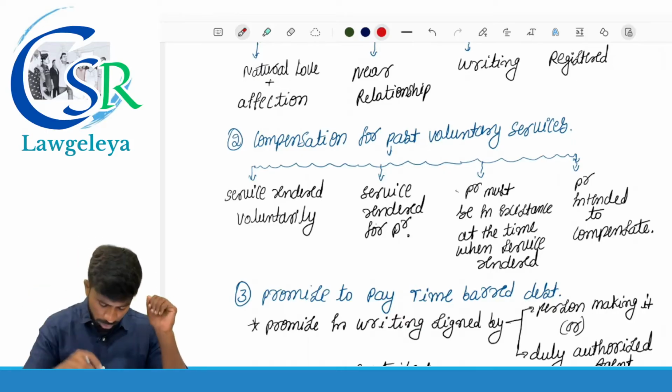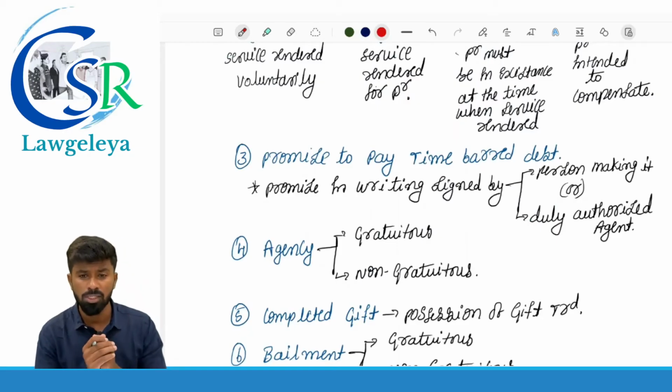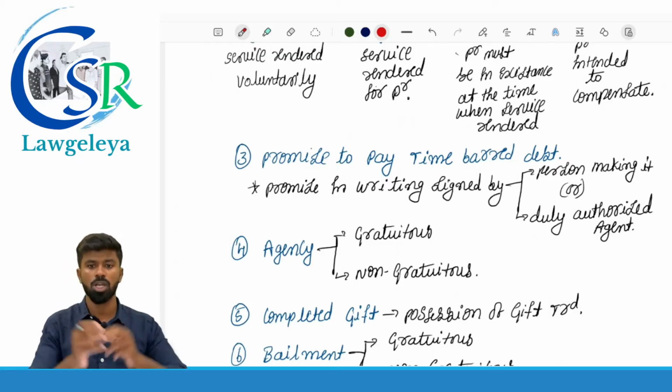Compensate the promisee. Next one, third one, important: promise to pay time bar debt. What is time bar debt, sir? When a person has a right to file a suit to recover a debt, he must file a case within how many years? 3 years. As per which act? Limitation Act.